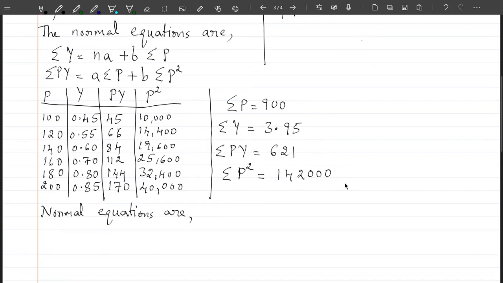The normal equations will be summation Y, that's equal to 3.95, equal to N into A. N is here equal to the number of given values of P and Y: 1, 2, 3, 4, 5, 6. So N is 6 here. So I get 6A plus B into summation P. Summation P here is 900, so 900 into B. Let this be the first normal equation.